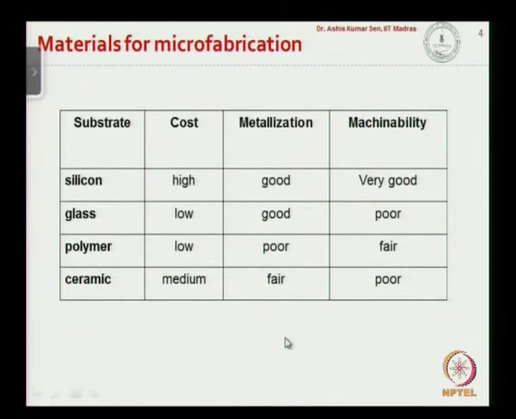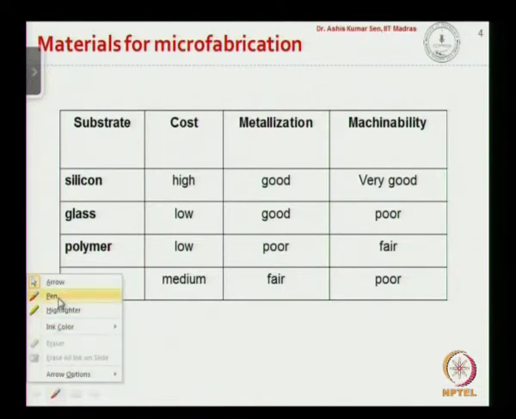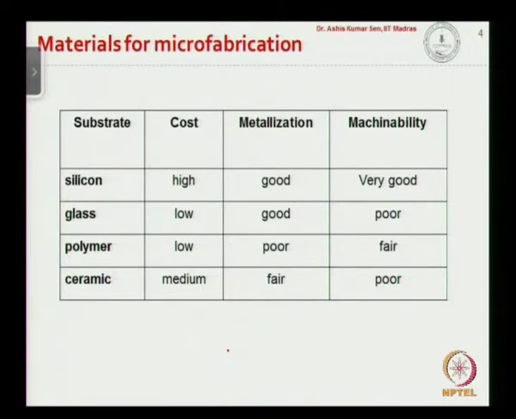So, here we contrast different substrates based on the cost, the metallization capability and machinability. Silicon has got relatively high cost, but the metallization is good. We can very well put another metal on the silicon substrate, and the machinability is also very good, because the fabrication method is well understood. So, the machinability of silicon is very good.